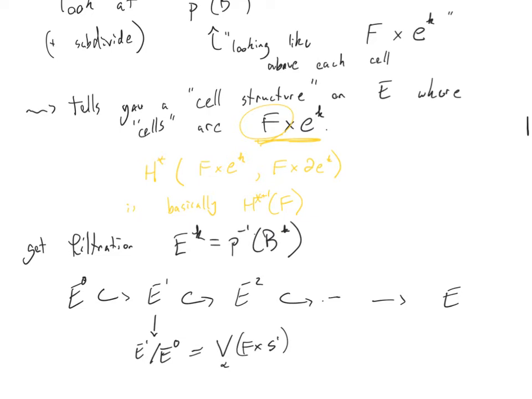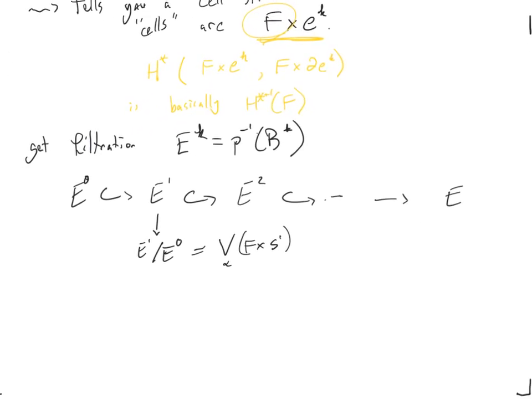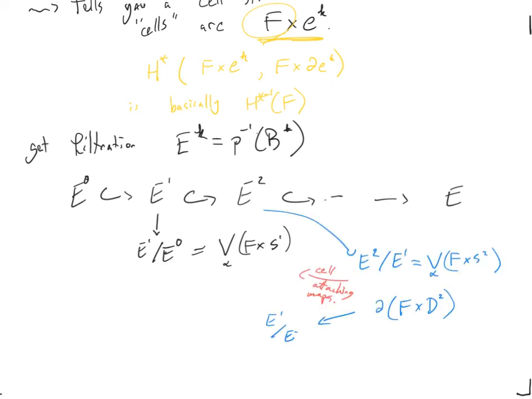So that is more or less where this story starts. And so you might want to try to do the same argument that we did before. And say, okay, so if I understand that, and I'll write the next one in a different color, E2 mod E1 looks like a big wedge sum of F cross S1s. So maybe I can look at my cell attaching maps, which both involve mapping S1s onto S1s, S2s, boundary of S2s.